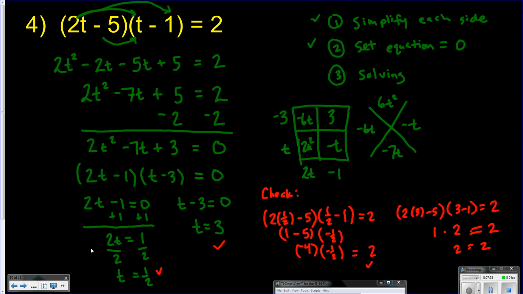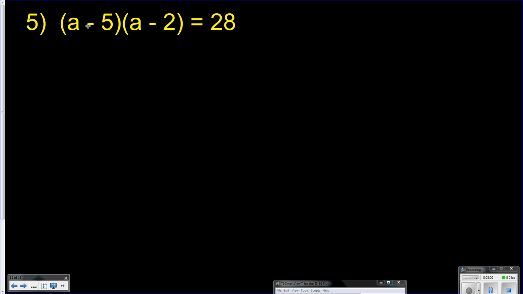Awesome. Moving on. Number 5. We have a minus 5 times the quantity of a minus 2 equals 28. So for this one, we're going to go ahead and multiply it out there. I'm going to do this one a little bit faster. So you can pause the video, multiply it out, and check to make sure you have it right.